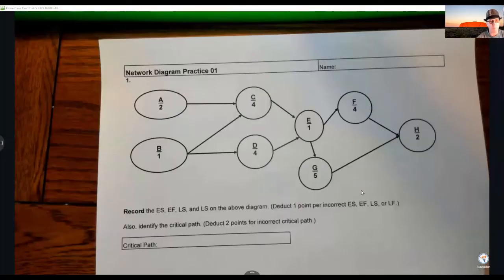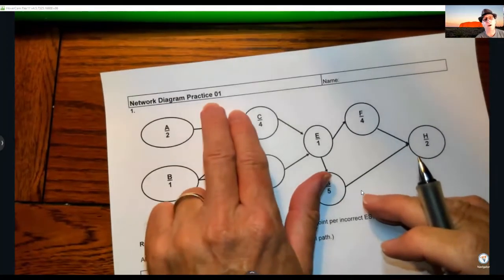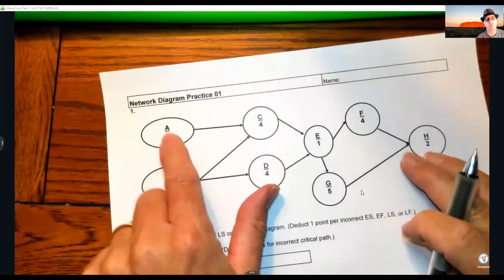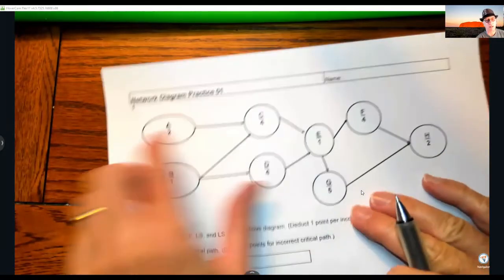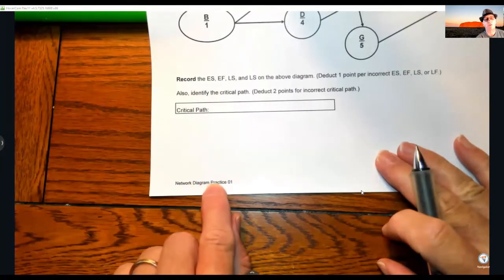Let's jump over here and see where we're at. And I'm not looking at the answers, trying to make it a little more exciting for all of us. So network diagram practice 01. That's what yours will say when you go to find the right one. There's the file name right there, just in case you need to know that.